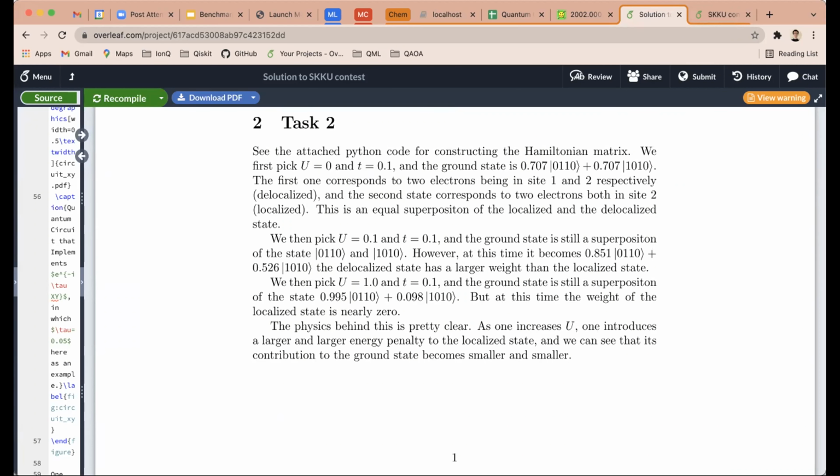And the first one will correspond to two electrons being in site 1 and site 2 respectively, the delocalized state.